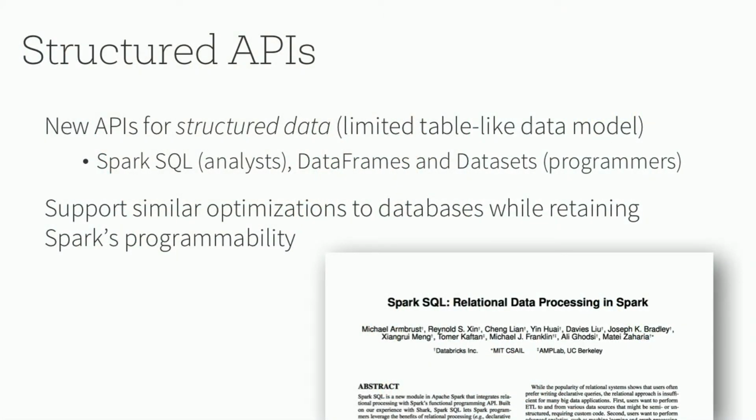And then we have several different APIs that all map down to the same kind of execution engine. There's Spark SQL, which you can use to write SQL directly, but there's also DataFrames and Datasets, which are more for programmers, and they look more like the RDD API. And then these things support much richer optimizations across your application, similar to the ones you do in a relational database, but they try to retain the high level of programmability that you had with Spark.